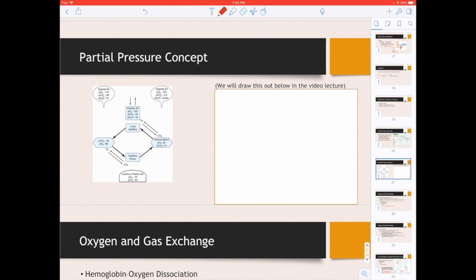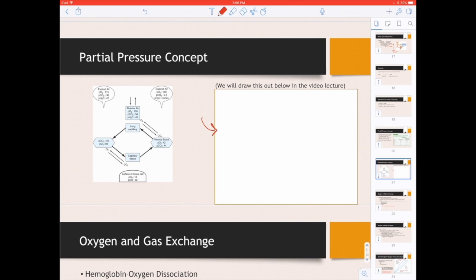I left a little box here saying that we were going to draw something out in the video lecture, and as promised, we are going to draw something out, but after thinking about it, it's probably not going to fit into this little box. If you can fit it into this little box, that's awesome. I will not be able to. So I'm just going to add a page to the notes, and draw it out on a full page or maybe even a couple of pages.